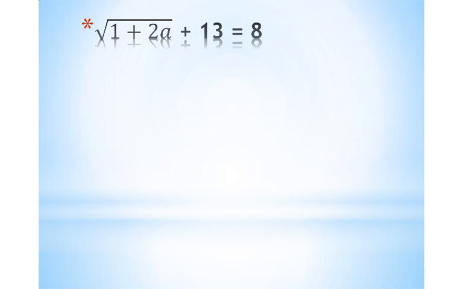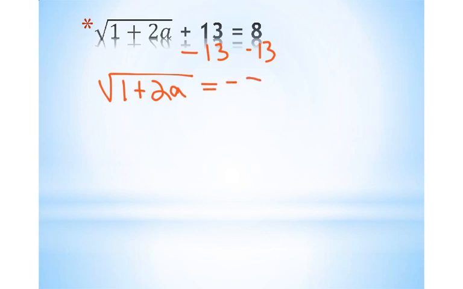Okay, next example. We notice we've got the radical right here, but there's something still on that side, and that's what we're going to need to get rid of before we can do anything else. So we're going to first get rid of the 13 by subtracting it. We can do that because it's not inside the radical. What we're left with is the square root of 1 plus 2a is equal to 8 minus 13, which is negative 5.